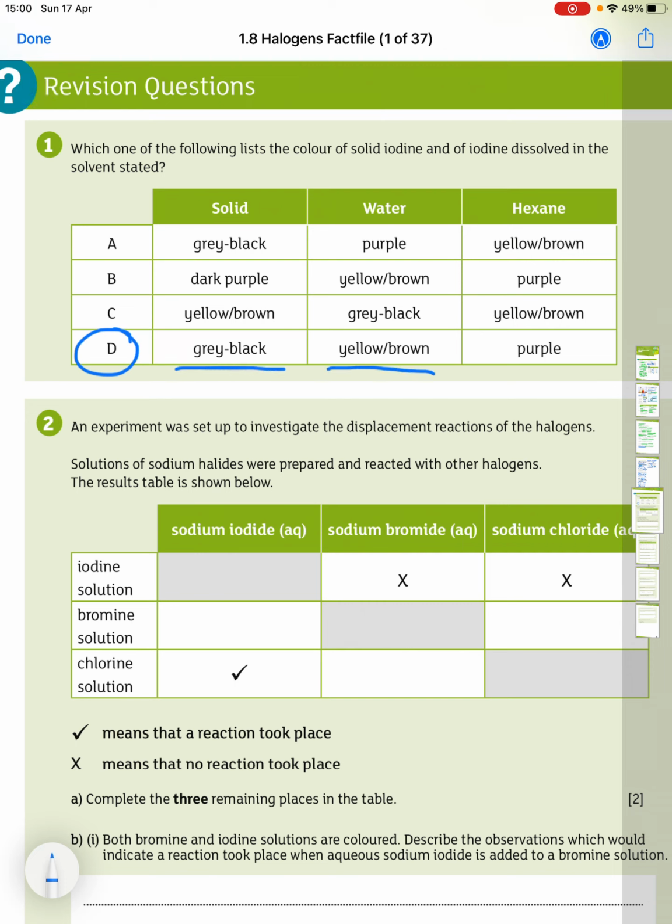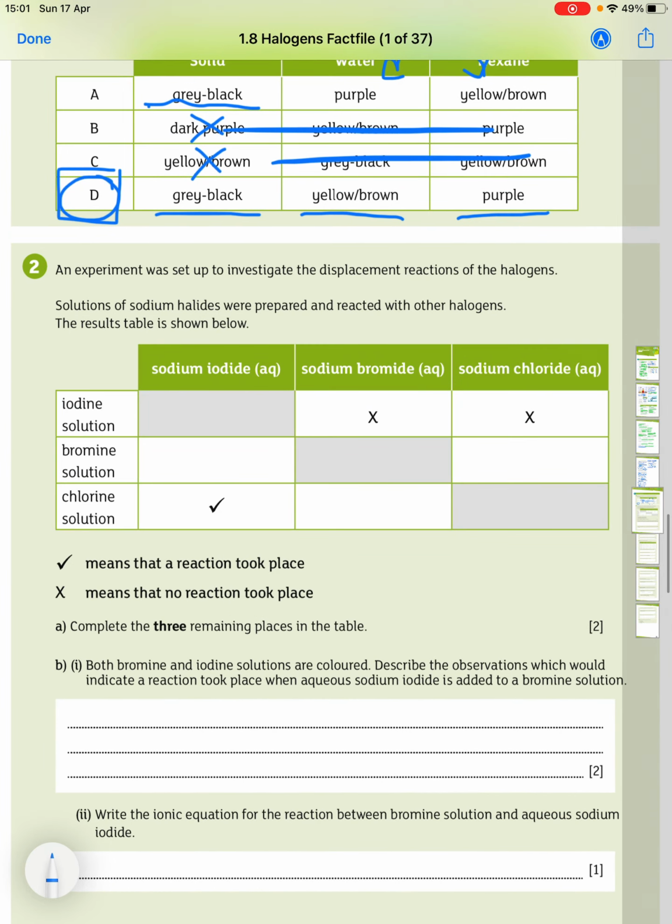As a solid, it's grey-black. In water, it's yellow-brown, and in hexane, it's purple. The only other possibility could have been A, where the grey-black is correct, and B, the solid is not dark purple or yellow-brown, so that rules out both of those, B and C. In A, then, the colours are the wrong way round, so the answer is D.